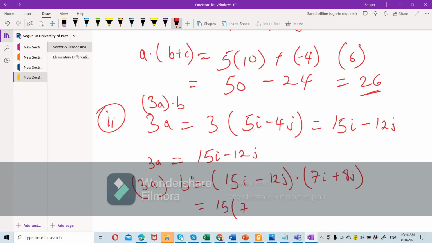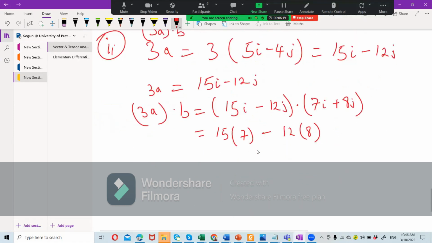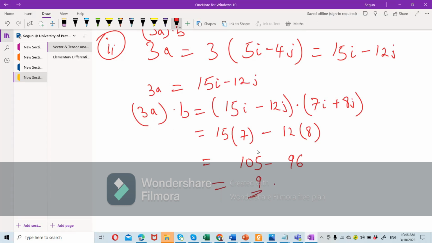15 in bracket 7, minus 12 in bracket 8. So at the end of the day, you have 105 minus 96, which is 9. So these are the elementary ones that we are also exposing ourselves to.